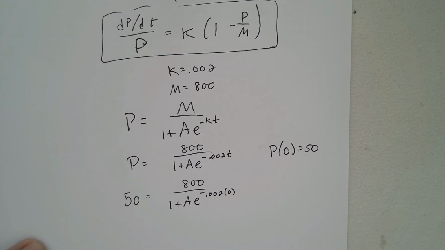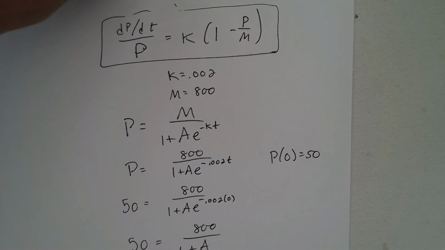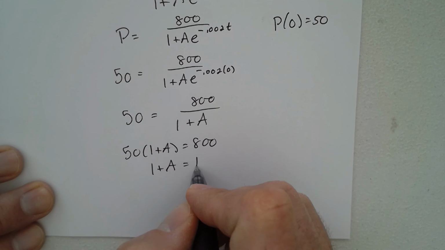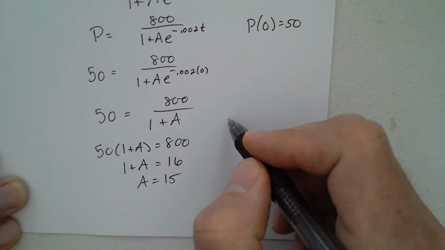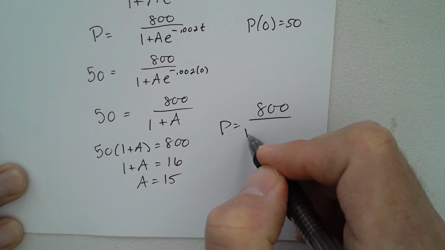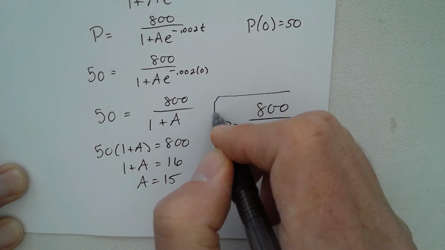and 0. Okay, so that all makes 1. So I have 50 equals 800 over 1 plus A. Divide by 50, and so A is 15. So our equation would be P equals 800 over 1 plus 15 e to the negative 0.002 t.